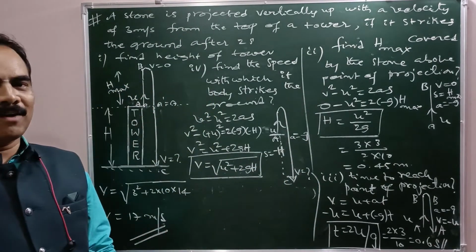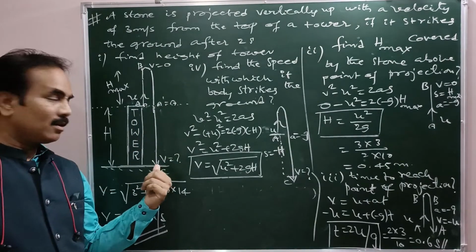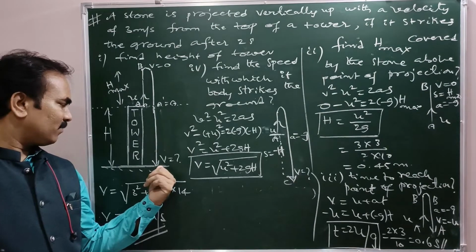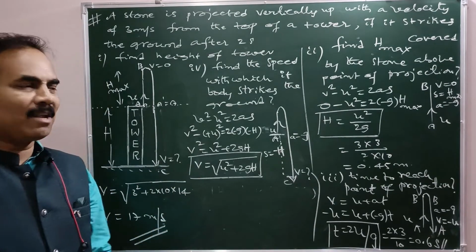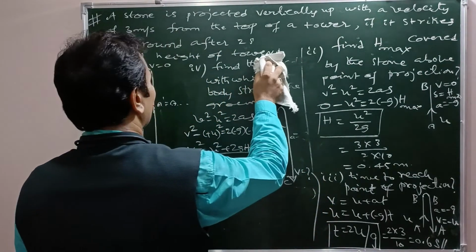When a body is projected vertically upwards from the top of the tower, the velocity becomes n times the initial velocity with which it strikes the ground. Now find the height of the tower. That is the question, for example.